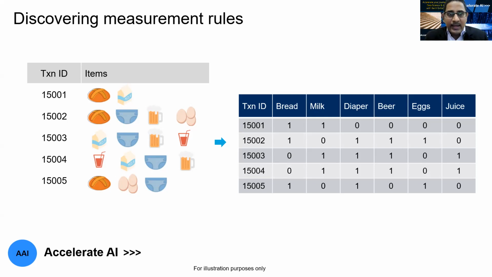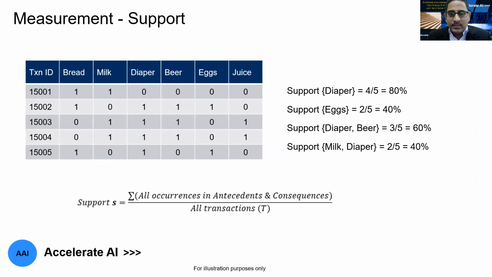You have to do that first, and then let's look at what support means. So support of diaper here means that you have all occurrences in the antecedents and consequences divided by all transactions. Which means your diaper is actually occurring 4 times out of the 5 transactions. So 4 by 5, the support of diaper is 80%. Because if you look at it, it's appearing in 15002, 3, 4, 5. It doesn't appear in 15001, right? Similarly, support of eggs is just twice out of 5. So 2 by 5, 40%.